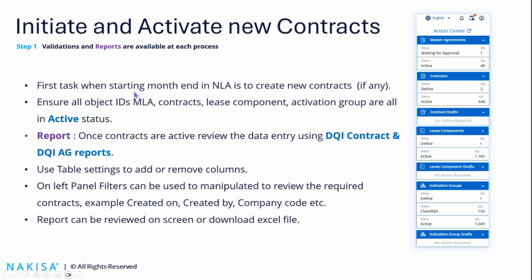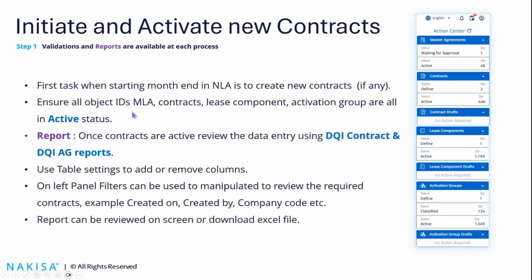As I mentioned, we'll be discussing validation reports at each step. At this point, once a contract is created and active, a user can go and verify the data entry was correct by looking at the DQI report, which is at two levels. It means there are two reports available. One is the DQI contract, which will have all the fields entered at the contract level. The other one is the DQI AG report, which will have additional fields that are available on the activation group.